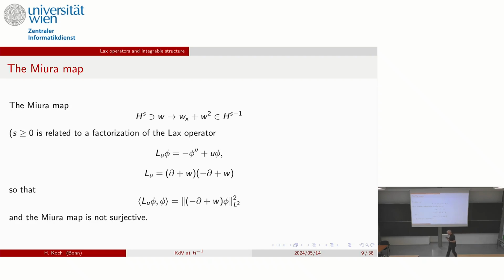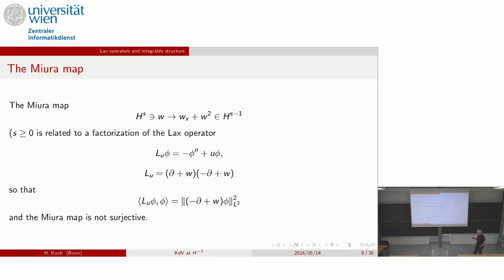But there's one immediate consequence of that. And that is, if there is this factorization, then the operator is positive semi-definite. Simply because if you do this calculation, if you look at the inner product of L_U phi, comma phi, and put the operator on the left to the other side, you get the L2 norm squared of this thing. So the Miura map is quite interesting, but it has the drawback that it is not surjective.